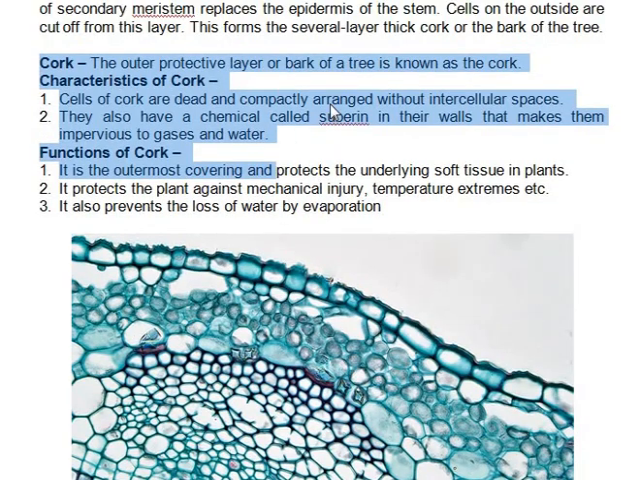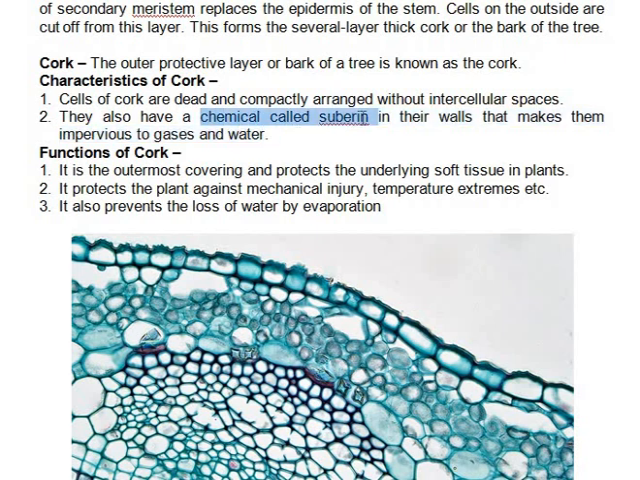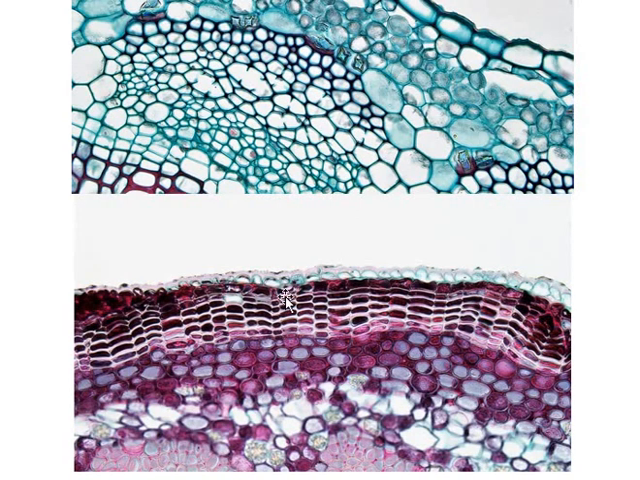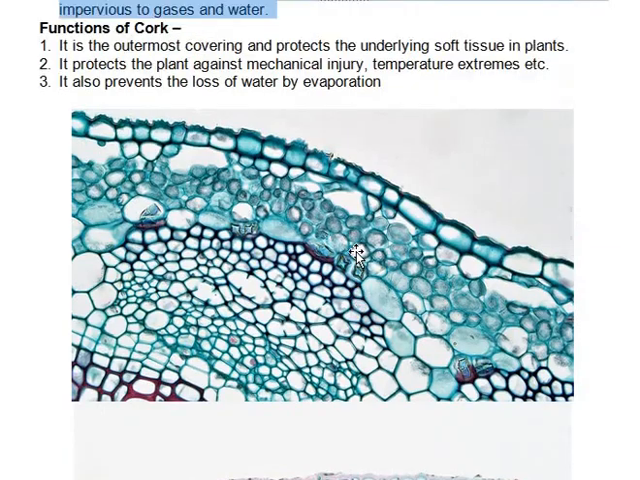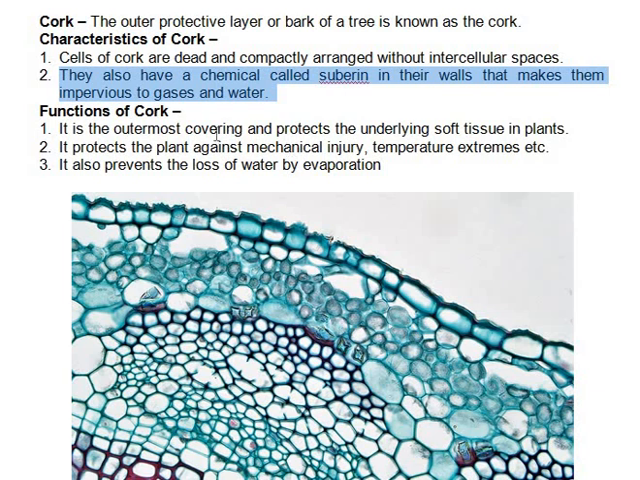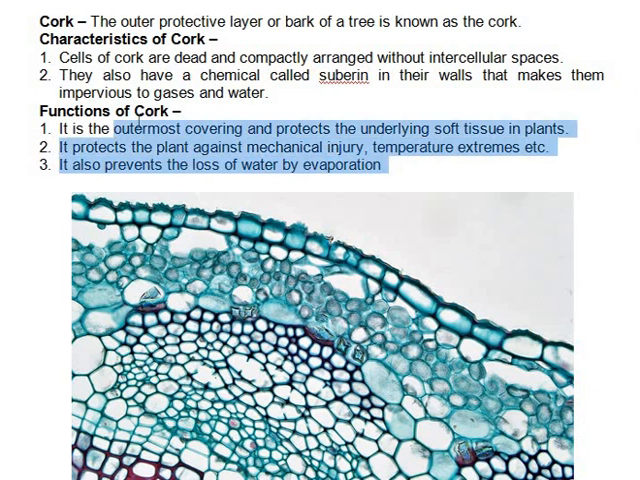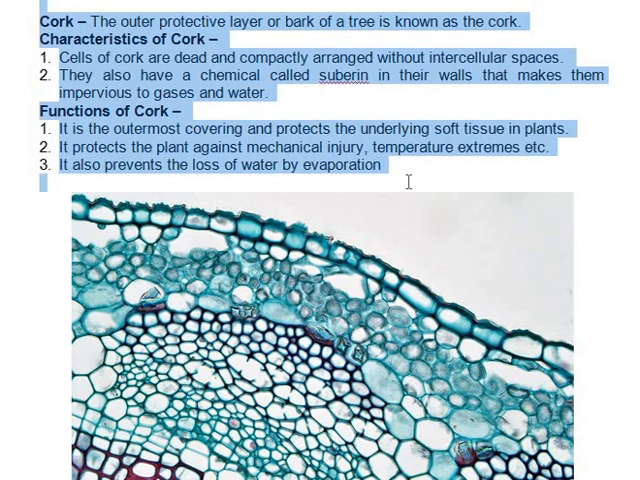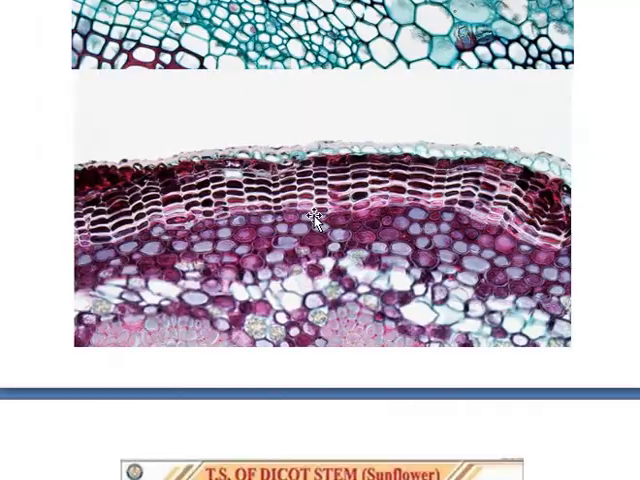So here it is mentioned that cork has a chemical substance called suberin which is impervious to gases and water. So nothing can pass through the cork, which is multi-layered. No parasite can enter into the plant through cork. So cork is not only protective in function, but it also provides support against mechanical injury and temperature extremes. It also prevents the loss of water by evaporation through stomata. So cork in the older stem plays a very important role.